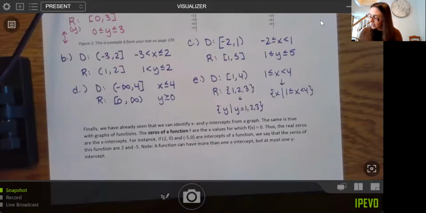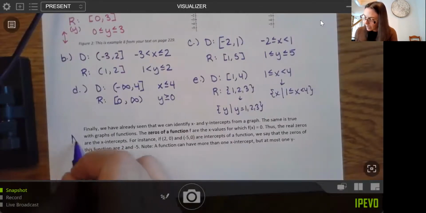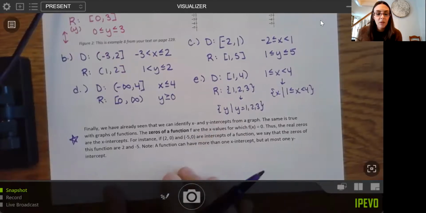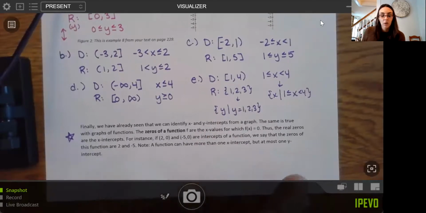All right, finally here, just as a little note, we have already seen that we can identify x and y intercepts from graphs, right? We know how to do that. And the same is true with graphs of functions. So it's the same definitions for identifying intercepts, whether you have a function or not a function from a graph.